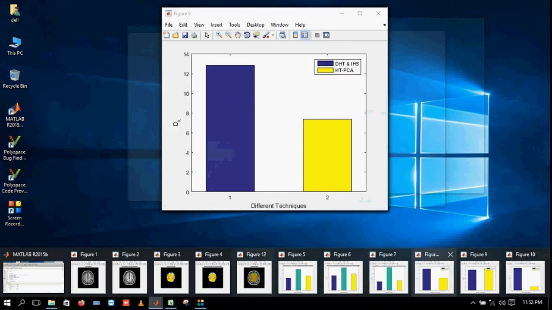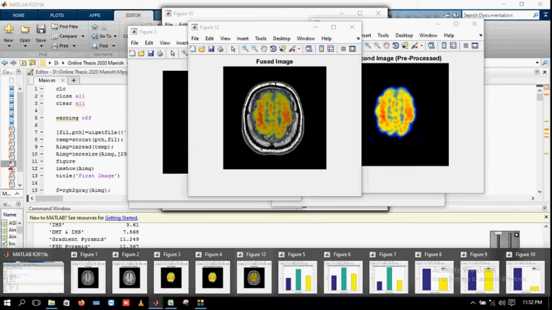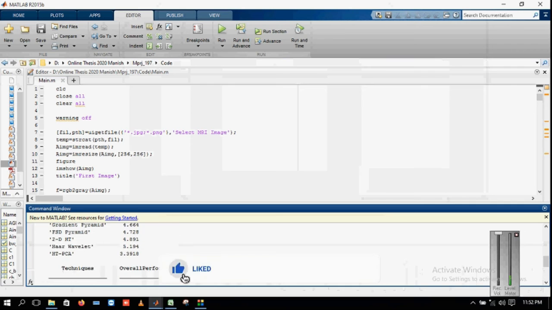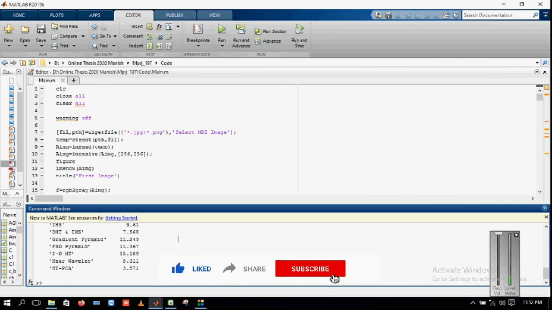Then multiple factors have been analyzed to prove that our technique is much better. These results are also shown in the table below, so that the results can easily be noted and used for research paper writing or for report analysis, right?